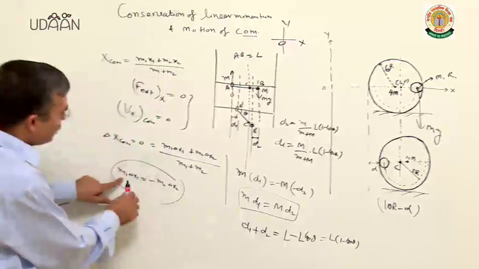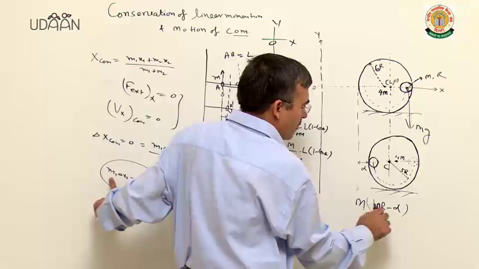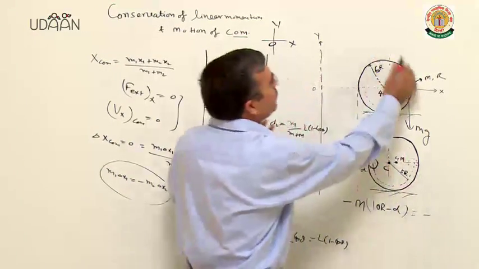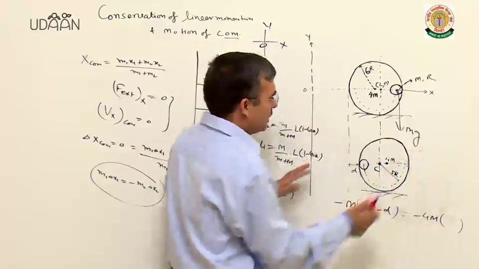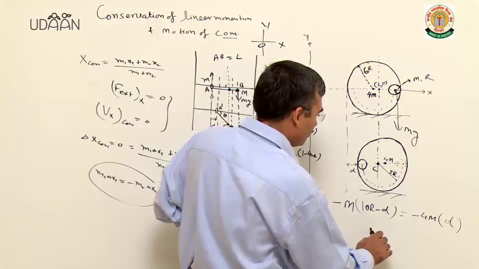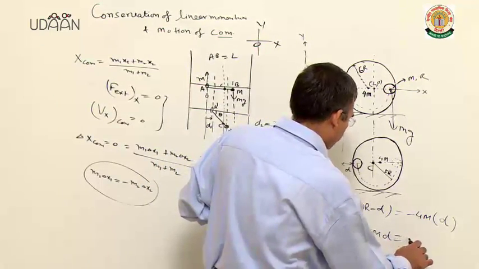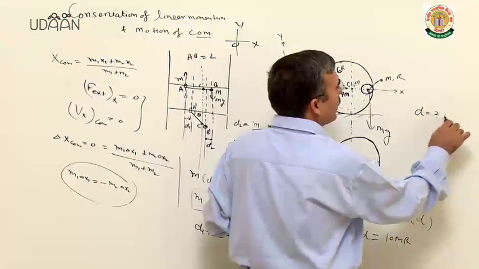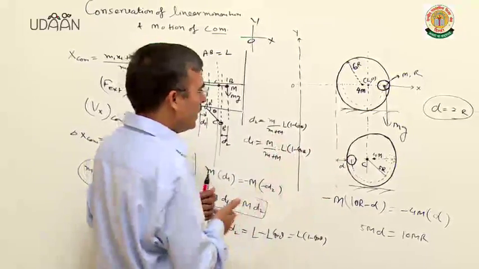Clear? So if we apply this equation here, small m means capital M mass of that one. Because it's shifting left side, so negative sign, this equals minus m2, the bigger sphere, its mass is 4m. It is shifting right side, the x coordinate is increasing this side, this time it is d. If you simplify it, you will find 5m into d equals 10 into m into r, or you can say d equals 2r. So the capital sphere will shift towards the right by 2r distance. Clear?